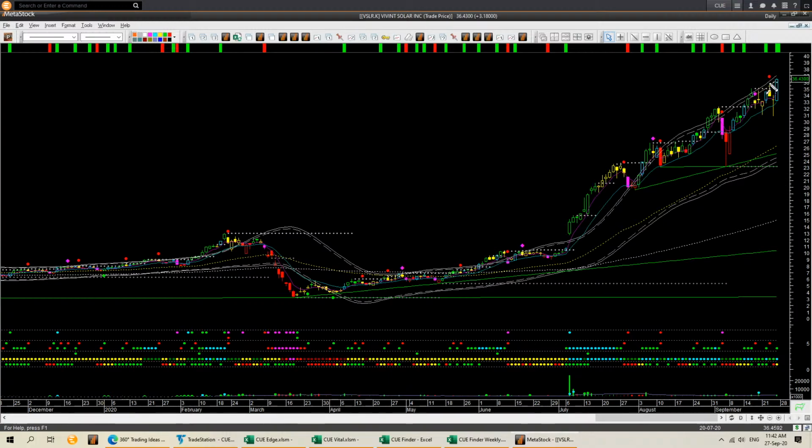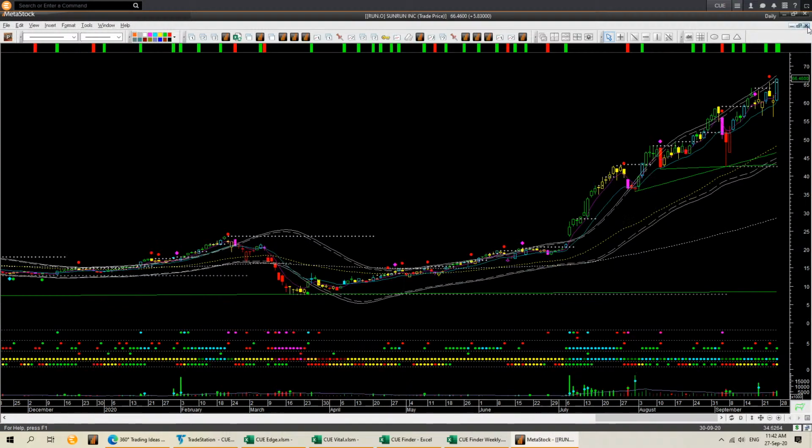VSLR, too close to upper boundary. It has a bullish flow, however too close to upper boundary. I'm not going to consider trading the stock at this point. Too overextended for me. Close it. Sunrun, again very strong performing stock, certainly in the same industry by the way as the last stock. Solar energy, very strong. However too close to upper boundary. I'm not going to buy the stock.